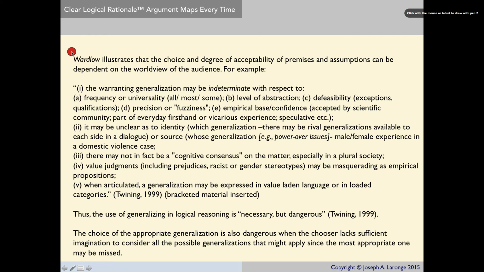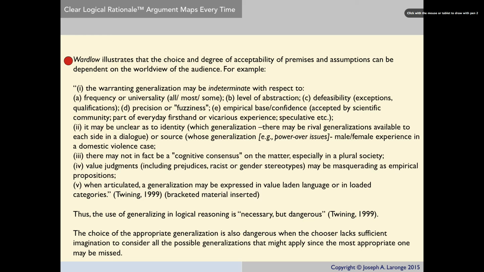This part I'm not going to read. You can come back and look at it later, but this is about how Wardlow illustrates that the choice and degree of acceptability of premises and assumptions can be dependent on the worldview of the audience.